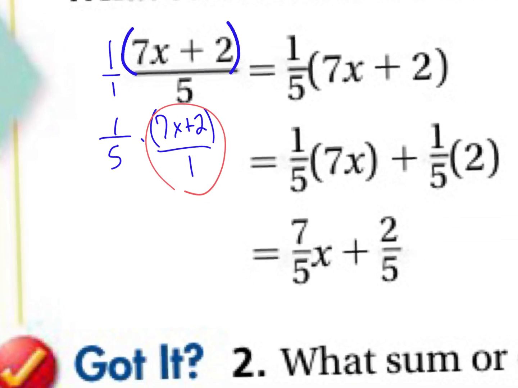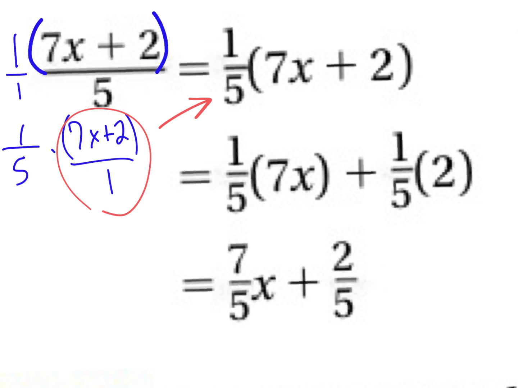So we could just rewrite it like this. Or you could just think of it this way: if you divide something by 5, it's the same as taking 1/5 of it. That's probably an easier way of explaining it. So once they did that, they distributed here, and then they got this answer. The 7/5 x you can just leave like that, or you can put 1 2/5 x if you want.